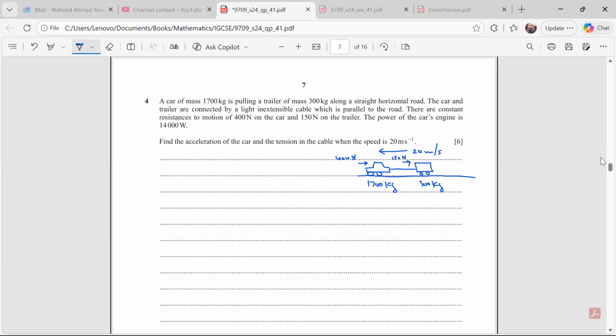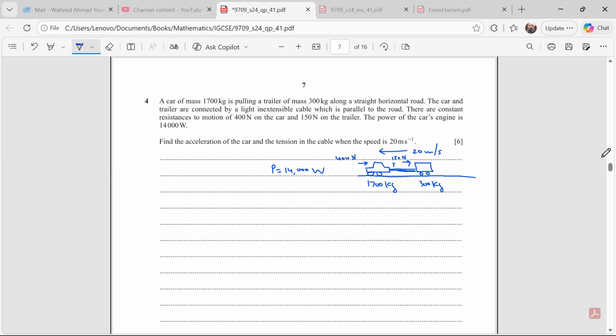And this connecting cable has a tension of T in it. What else? And yes, the car engine is exerting power, the power of the car engine is 14,000 watts.